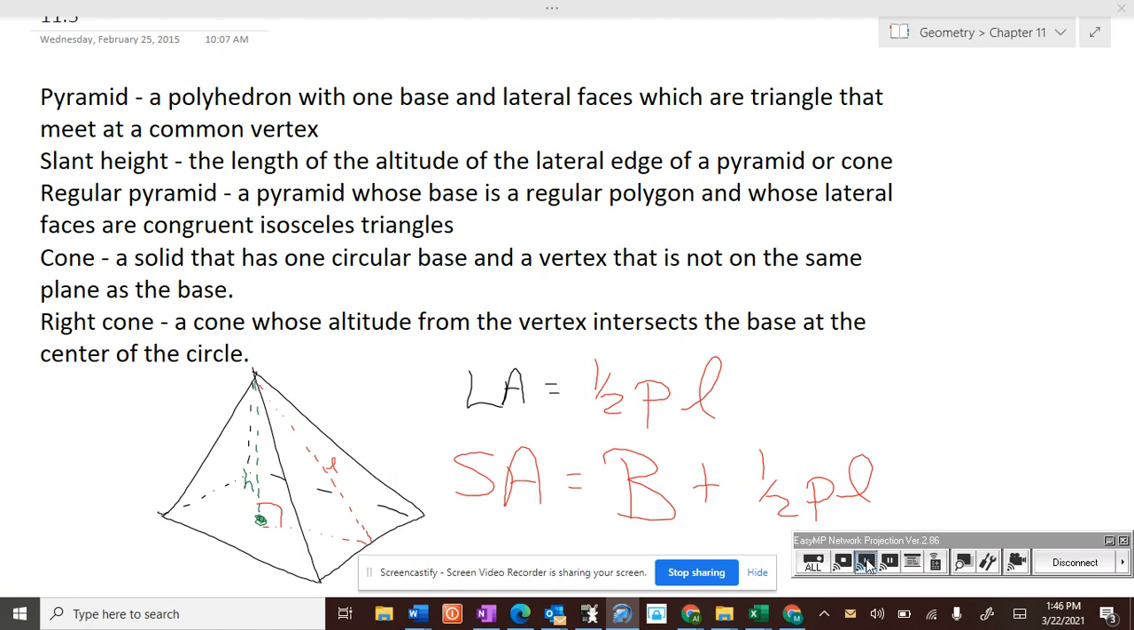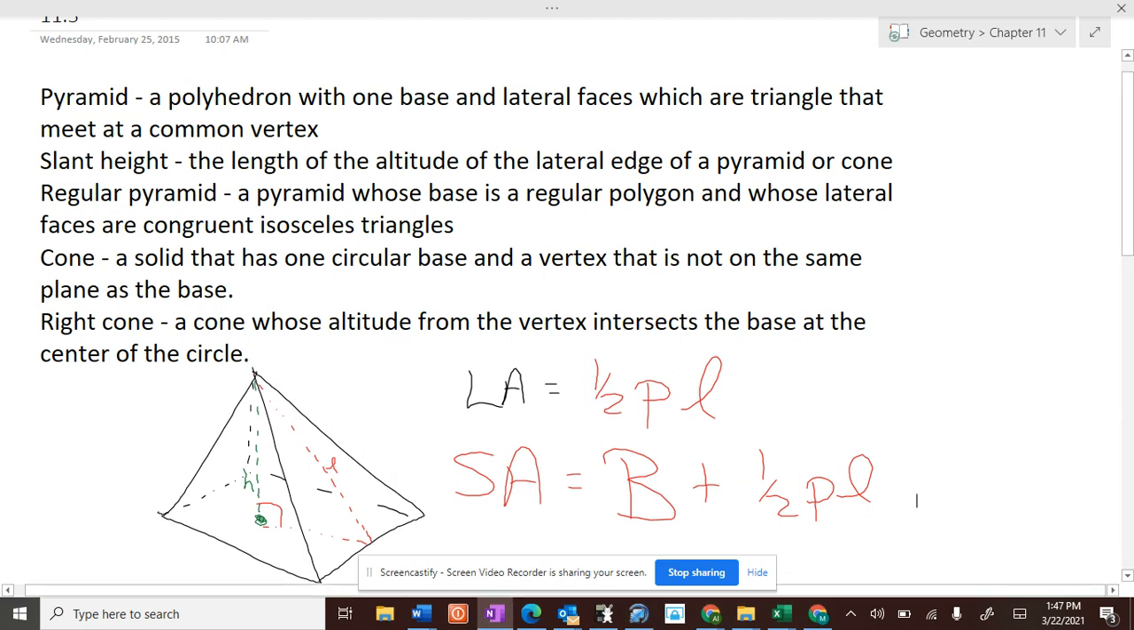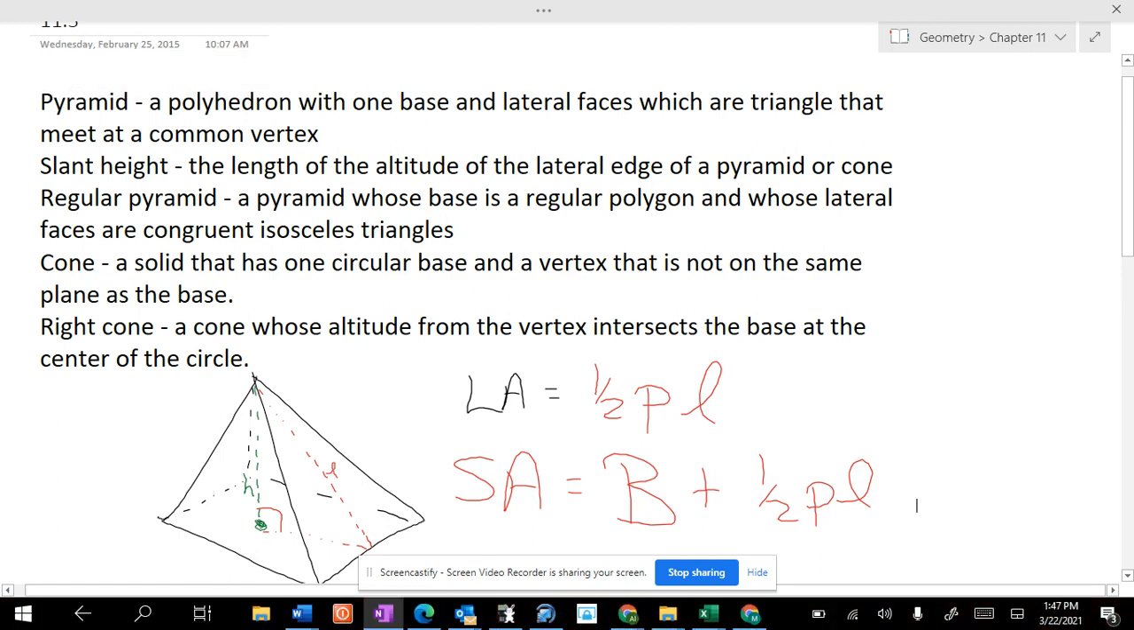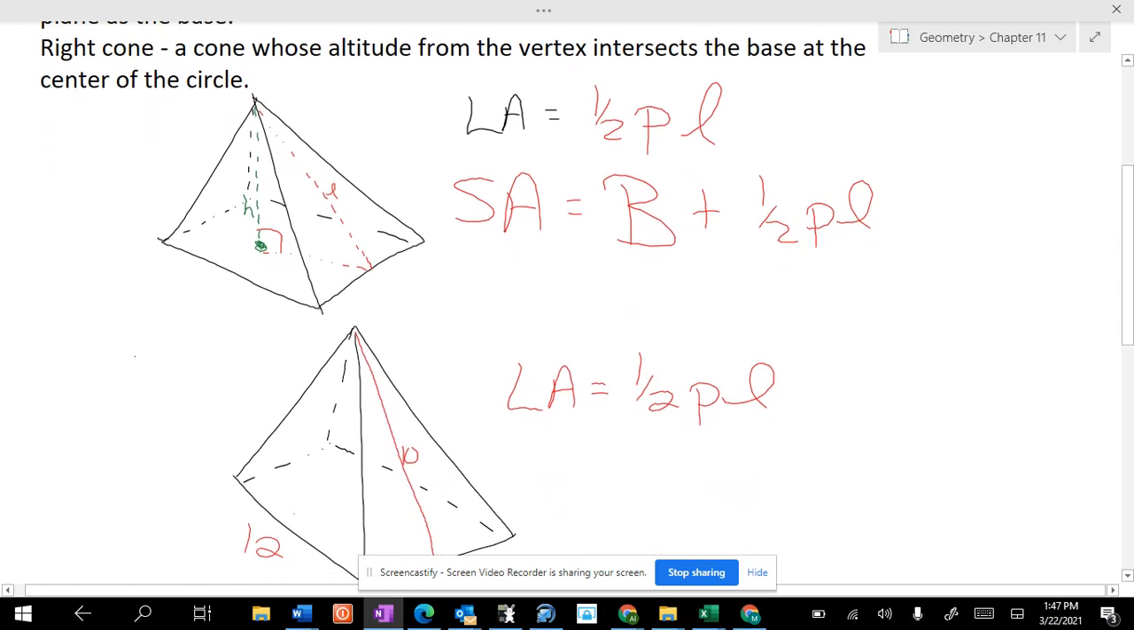Okay? All right, so a regular pyramid has a regular polygon as a base. We might even have like a hexagon base for some of these. Okay, so those get a little more complicated, but not too complicated that you can't get them. And then we have cones, which have a circular base and come to a point, and a right cone is straight up and down.